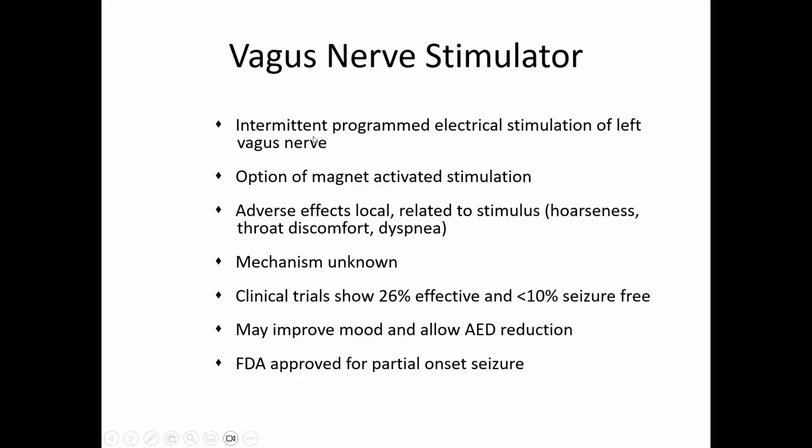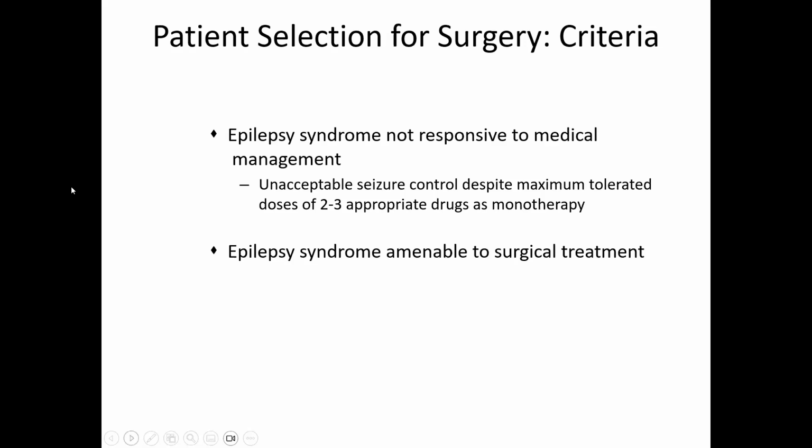Vagus nerve stimulation. This is basically intermittent programmed electrical stimulation of the vagus nerve. Here it says left vagus nerve, so maybe it's done on one side only, I'm not too sure about that. The vagus nerve, as you know, is more inhibitory, the parasympathetic. Here it's the mechanism, and maybe there are some other mechanisms. This is done in Sri Lanka, but it's saved as a last resort, when the drugs are not responsive. And then epilepsy surgery.